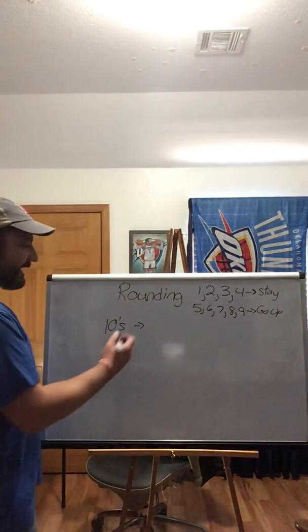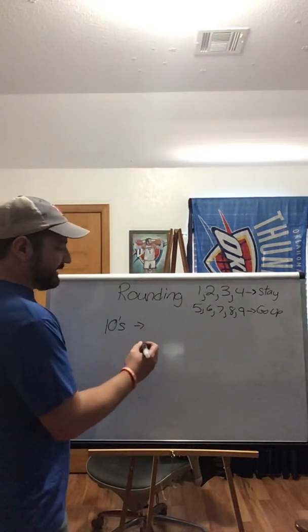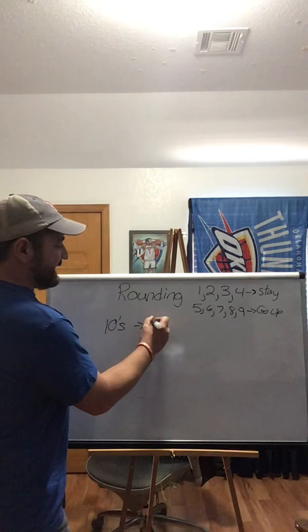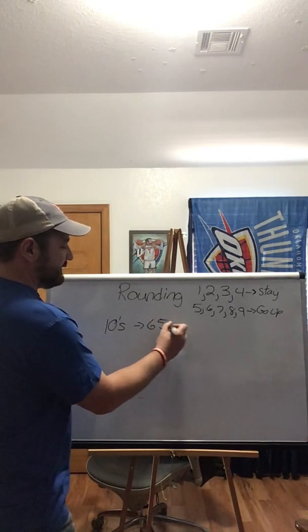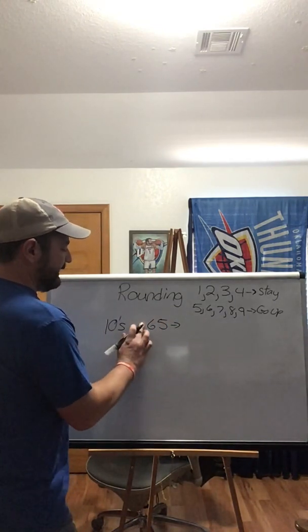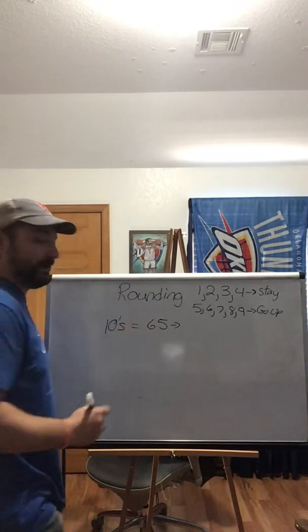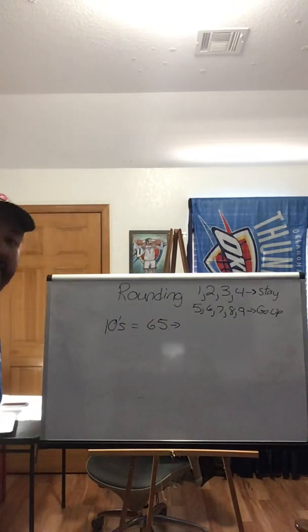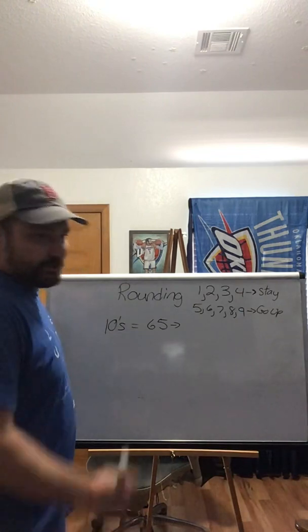Here we go. All right, so my tens place, let's do it. Let's say I have the number 65. What is going to happen here? How in the world do I do this? Some of you are like, if you got it, that's awesome. You can fast forward the video.